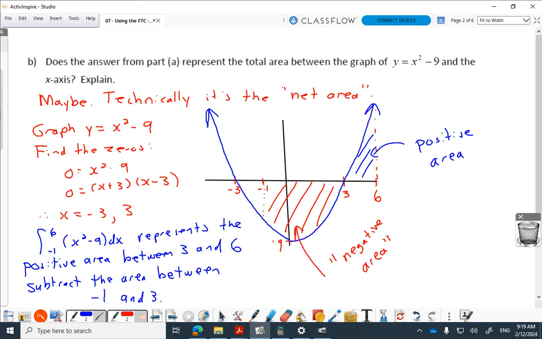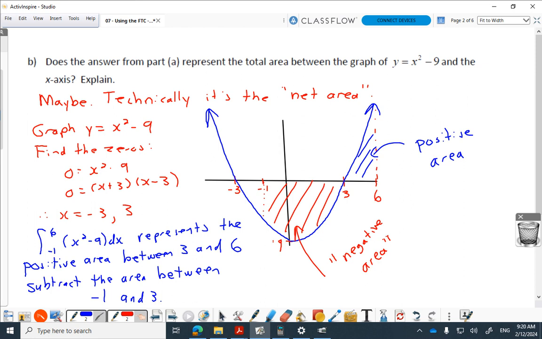More physics. If this was a force graph, and this was displacement, and we wanted to add up all the force times displacements to calculate how much the energy of the system has changed, we'd want the negative energy and the positive energy. We want those things to be added together. We want the net. What's the result here?